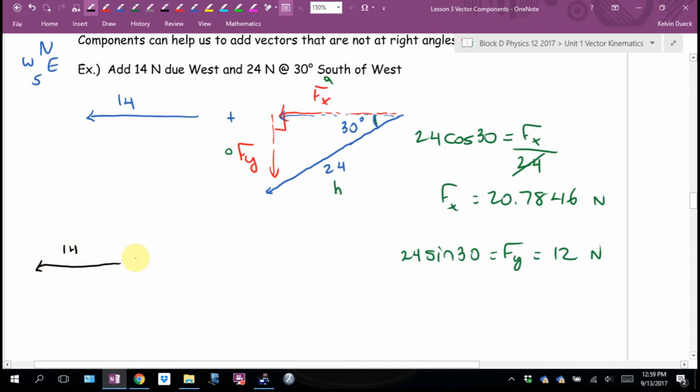$14 plus 12 plus 20.7846. Why is that nicer? Mr. Dewick, it's 3 vectors. 3 vectors is yuckier, isn't it? Or is it? 2 of those vectors, I'm going to argue, are really nice.